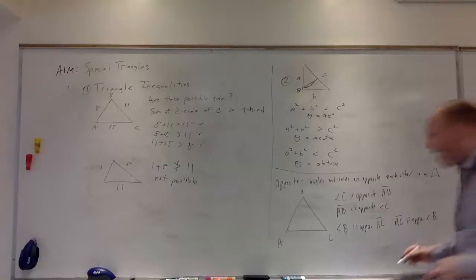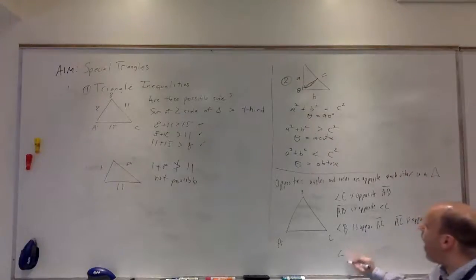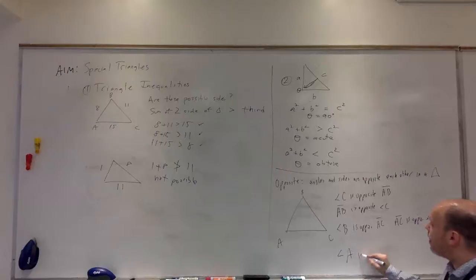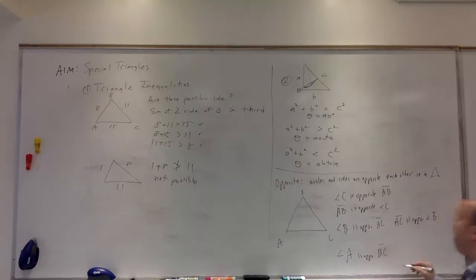And then what's the last combination? Well, let's take a look at angle A. Angle A is opposite BC, and BC is opposite angle A. Now, this is kind of cool.